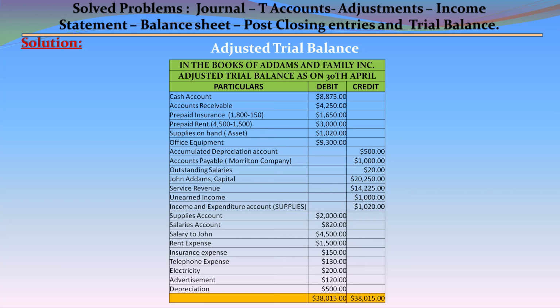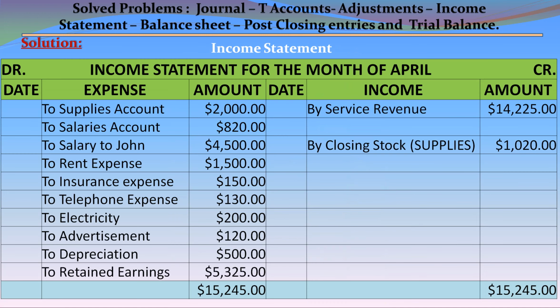Salary to John 4,500. Rent expenses 1,500. Insurance expenses 150. Telephone expenses 130. Electricity $200. Advertisement $120. Depreciation $500. Total debits 38,015 and total credits 38,015. Income statement. Income statement for the month of April.